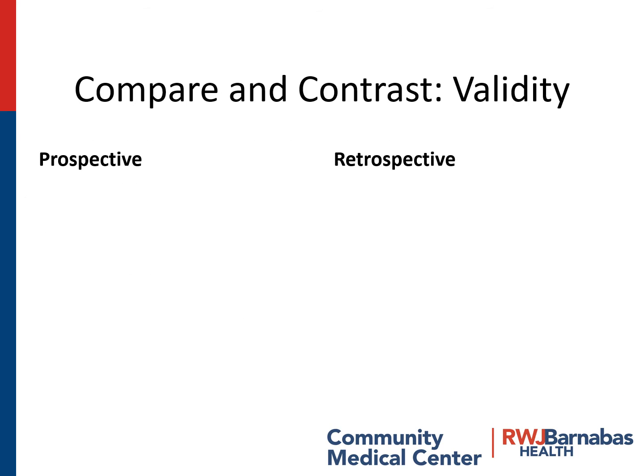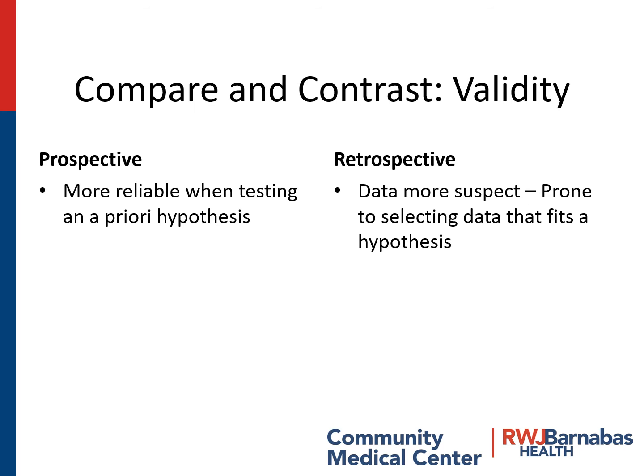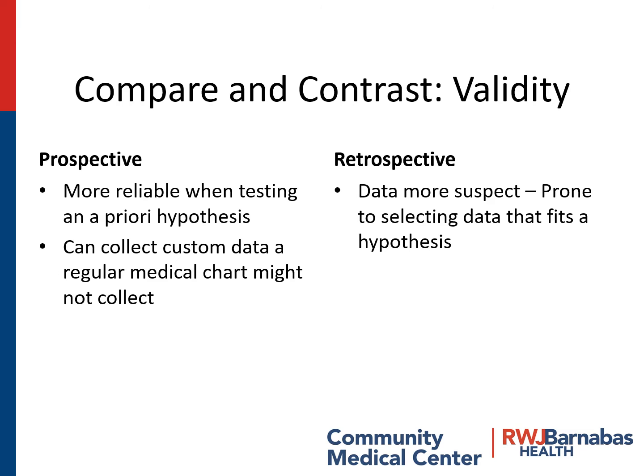So let's compare and contrast. First of all, the validity. Prospective is more reliable when testing an a priori hypothesis. Sometimes you can turn a prospective data set into retrospective if you're going back on already collected data. This falls prey to the same problems as retrospective, but not quite as much, especially if the data is collected in a unified fashion. So retrospective data is a little bit more suspect. You can inadvertently select data that fits your hypothesis.